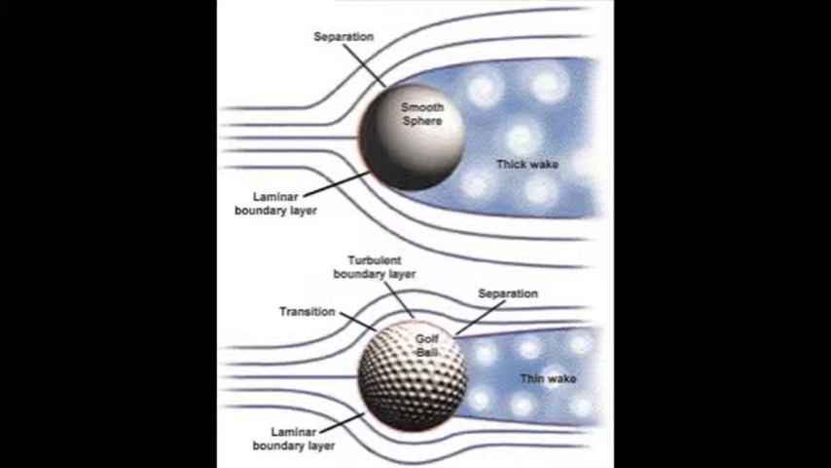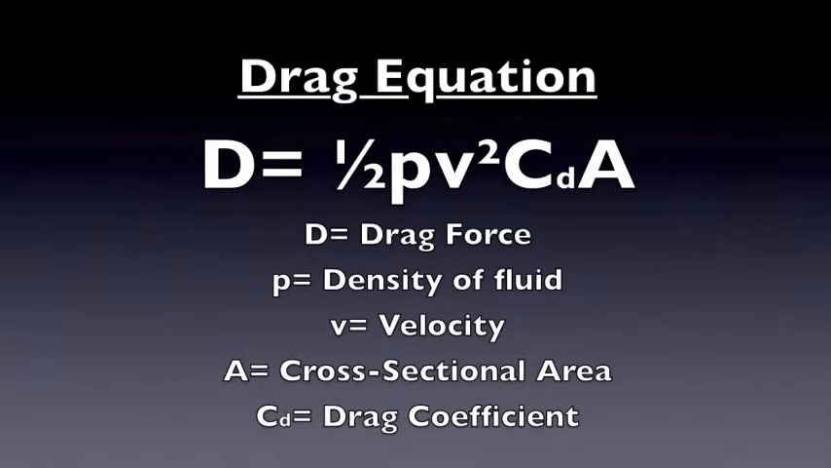Drag depends on the size, shape, and velocity of the golf ball and can be calculated by the equation D = 1/2 ρ v² C A, where D is the drag force, ρ is the density of the fluid, which is the air in our case, v is the velocity of the object relative to the fluid, A is the cross-sectional area, and C is the drag coefficient.